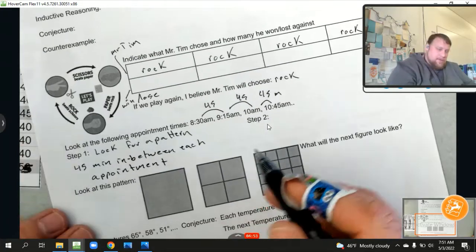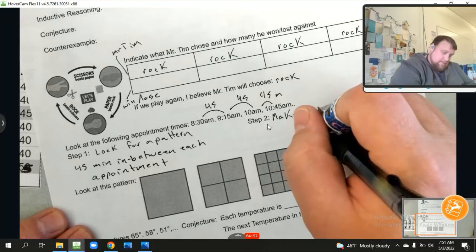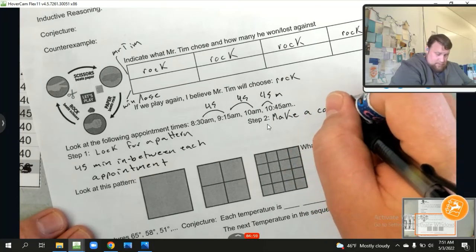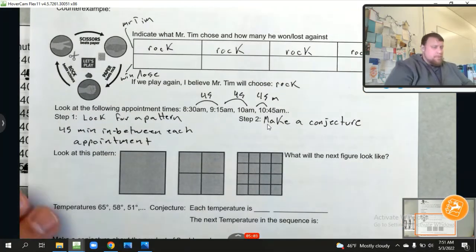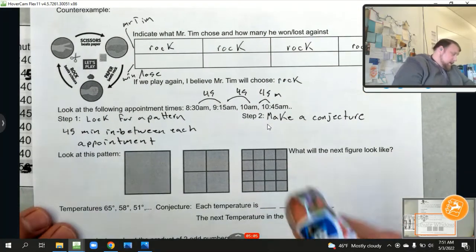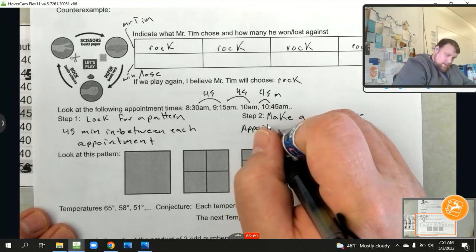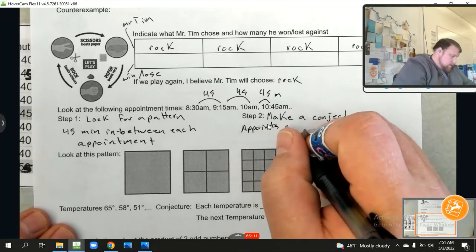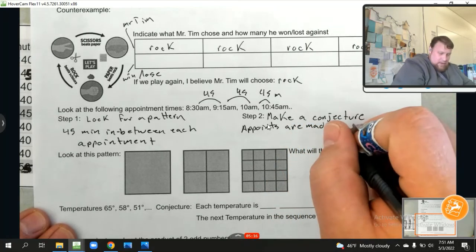Once you find a pattern, step 2 is make a conjecture. So we're going to make an educated guess. And what is the conjecture I'm going to make today? I'm going to say appointments are made every 45 minutes.